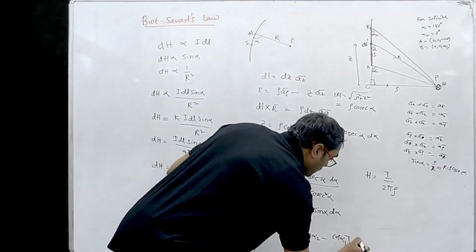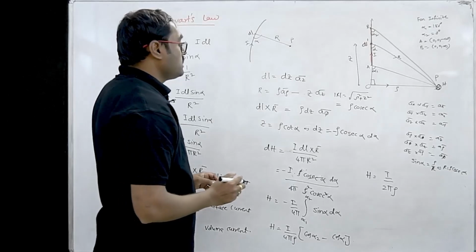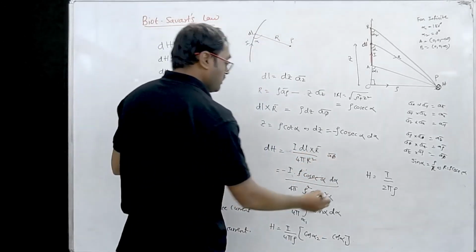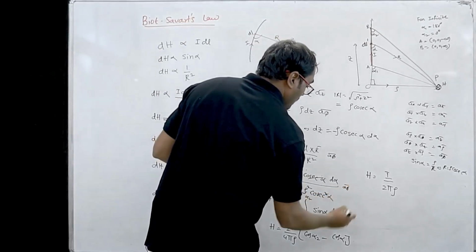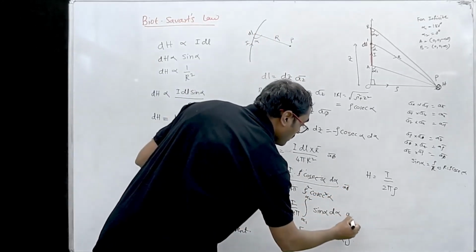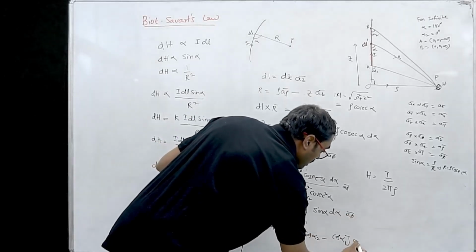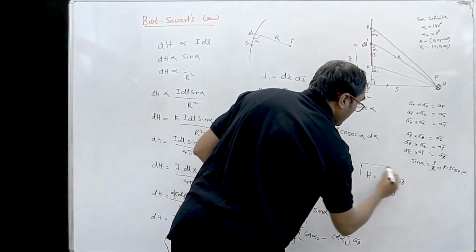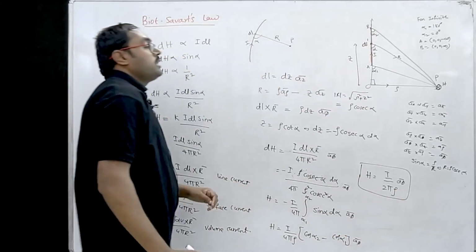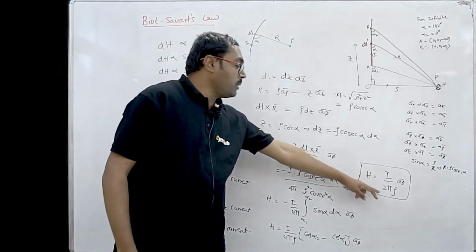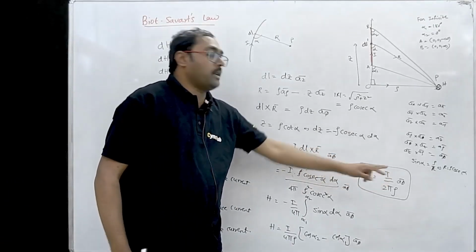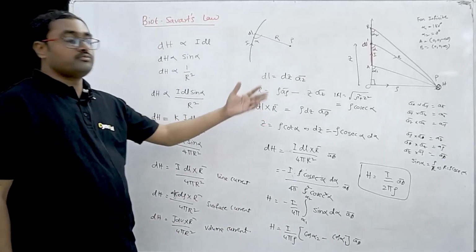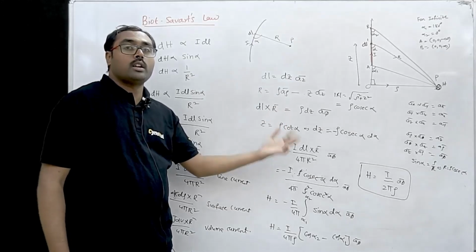In which direction do we get this? The direction is a phi bar direction, so the resultant will be in the a phi bar direction. Whenever there is an infinite line current distribution, h is equal to I by 2 pi rho a phi bar. This is the end of the Biot-Savart's law and its application to infinite line current distribution.